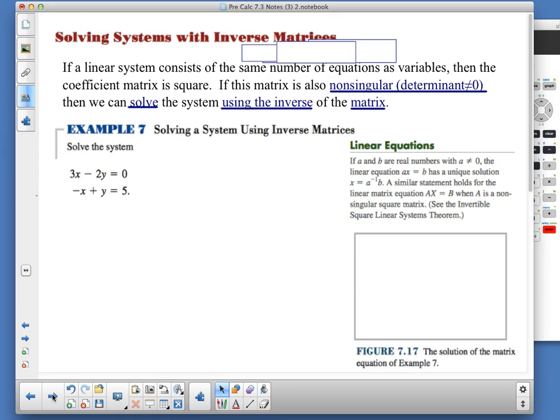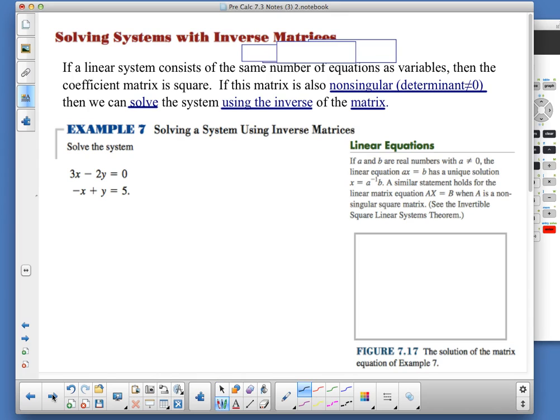If a linear system consists of the same number of equations and variables, then the coefficient matrix is square. And remember, I can only solve using an inverse operation with a square matrix, because we can only find the inverse of a square matrix. So if this matrix is also non-singular, the determinant is not equal to 0, then we can solve the system using the inverse. And I'll talk about why here.